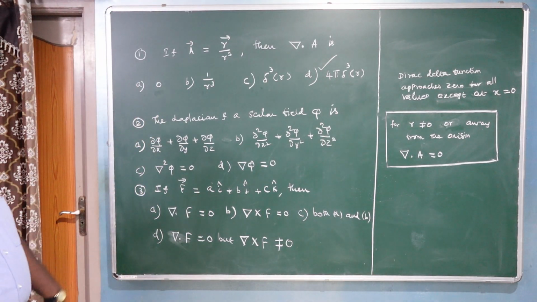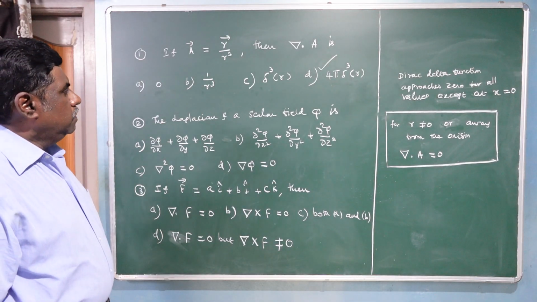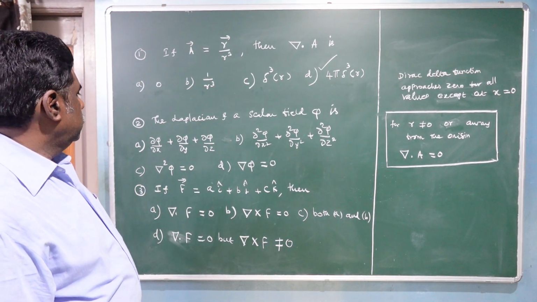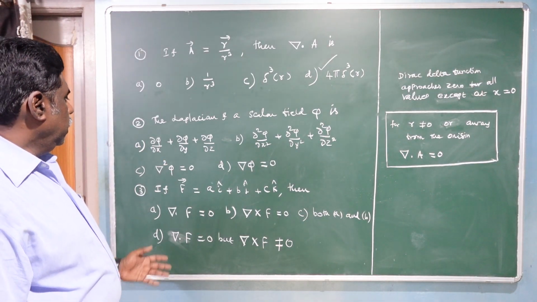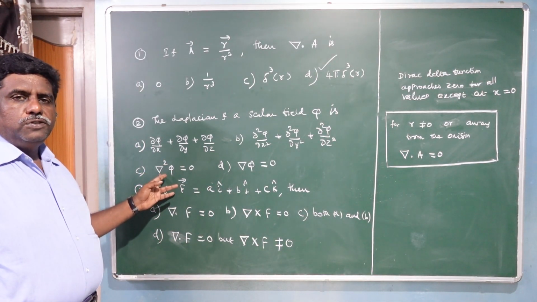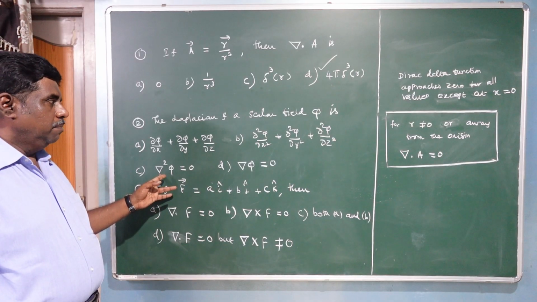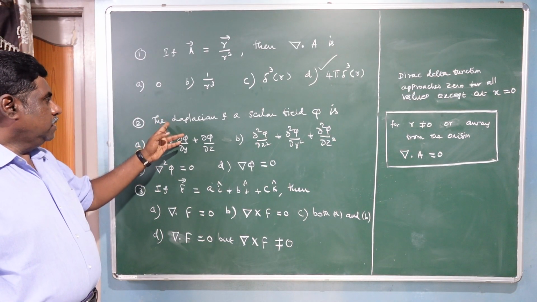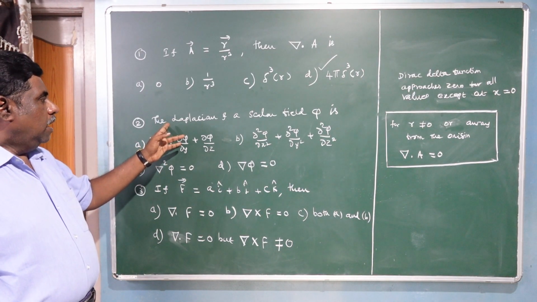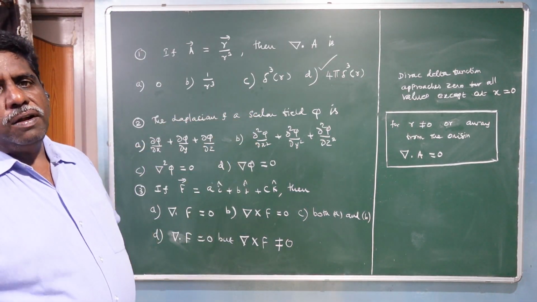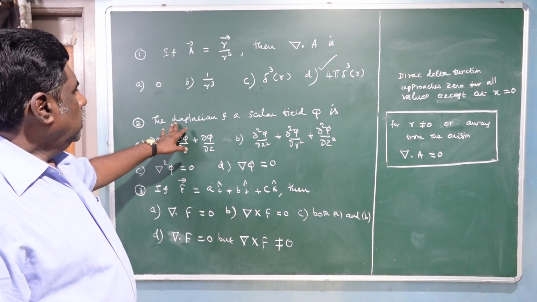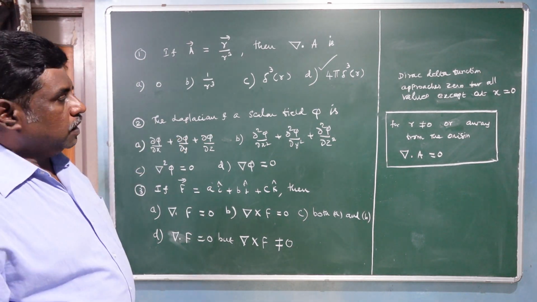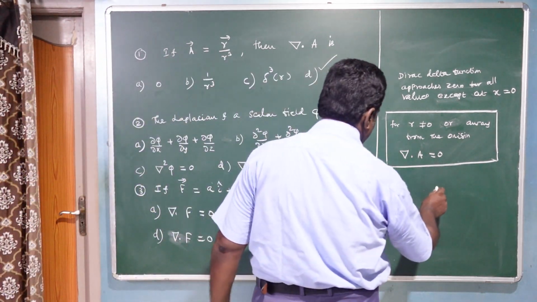Now see the second problem. The Laplacian of a scalar field pi is, they have given 4 options. Automatically you may choose del square pi is equal to 0. That's not correct, because they have asked the value of the Laplacian of a scalar field, not the Laplace equation. The Laplacian of a scalar field. Pi is a scalar.